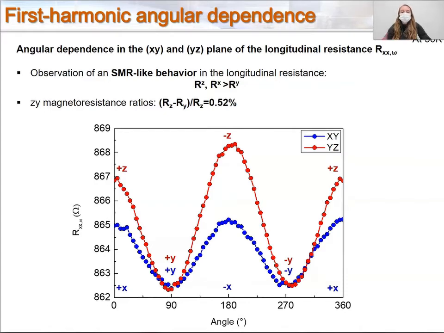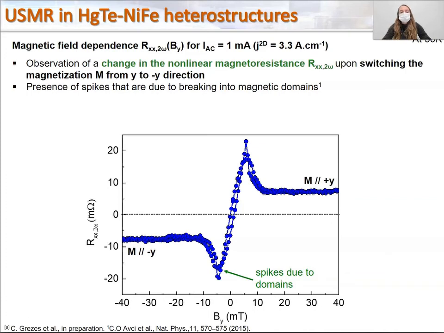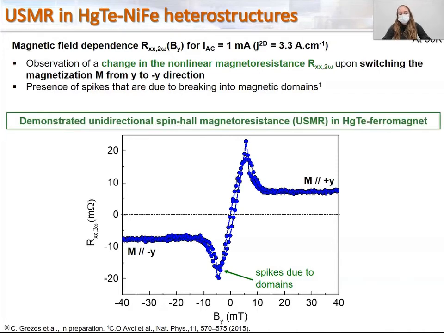Now, to probe the presence of USMR, we measure the second harmonic longitudinal resistance as the function of the magnetic field in the y direction. Shown on the bottom, the results show a change in the nonlinear magnetoresistance upon switching the magnetization from plus y to minus y direction. This change here of magnetoresistance is the signature of USMR driven by Edelstein effect.